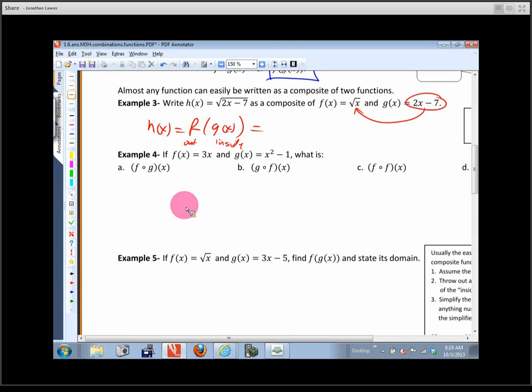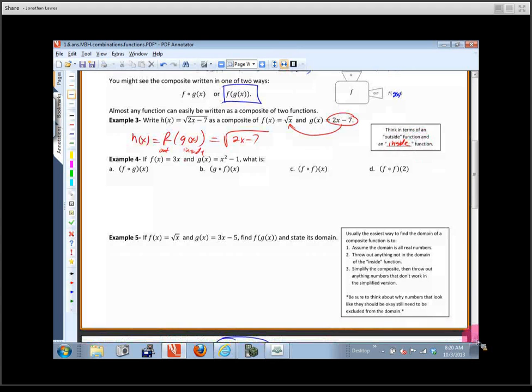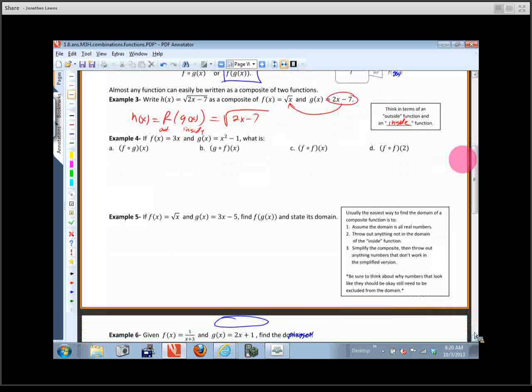So everybody watch, please. I think it's helpful if you think of it this way. The outside function is the square root function. So we're going to do f of something, and what is that something we're going to plug in? We're going to plug in 2x minus 7. Okay? No need for parentheses on that particular one. So we've got an outside and an inside function.